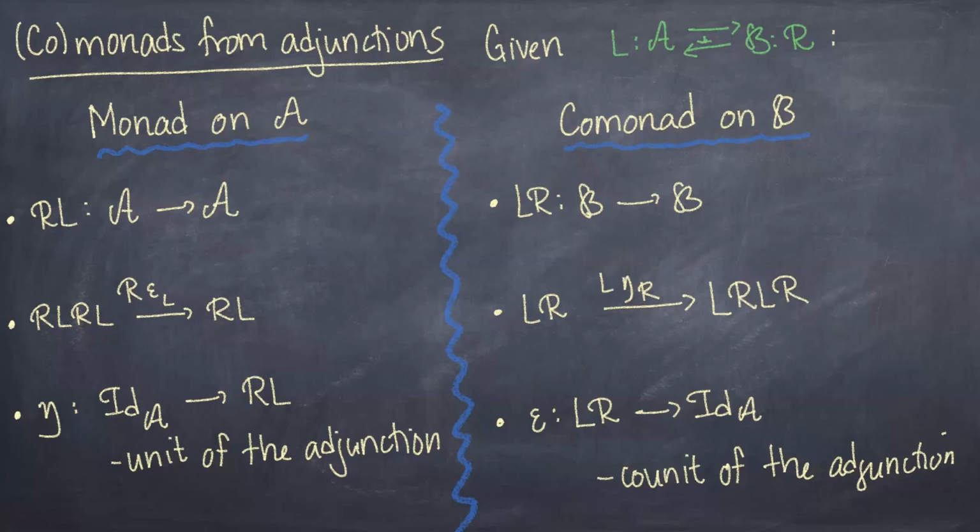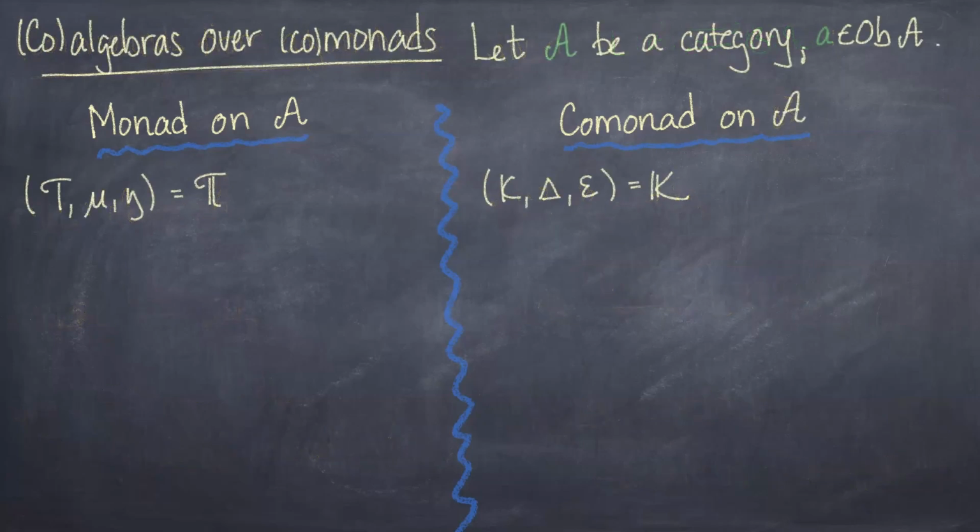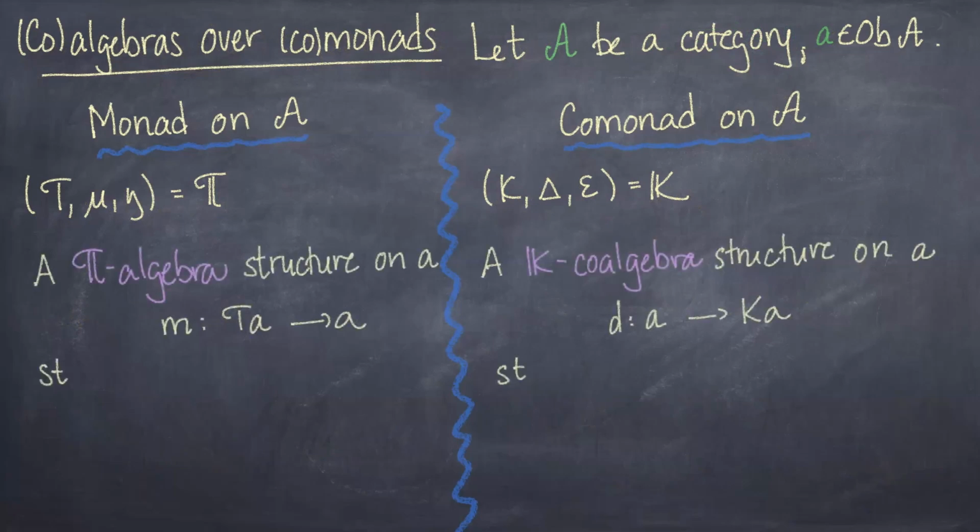Now, when one has a monad or a comonad, one can talk about algebras over the monad or coalgebras over the comonad, and that's the next thing I need to talk about. So suppose we have a category, and we look at an object, little a, in this category. And we suppose we have a monad T, and I'm going to write bold T to represent the triplet T, mu, eta, and bold K for the triplet K, delta, epsilon. And once I have a monad like this, or a comonad, I can define algebras and coalgebras.